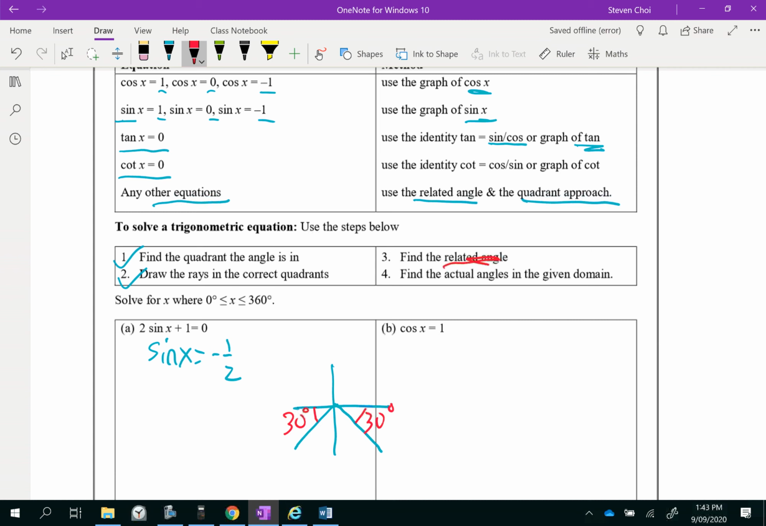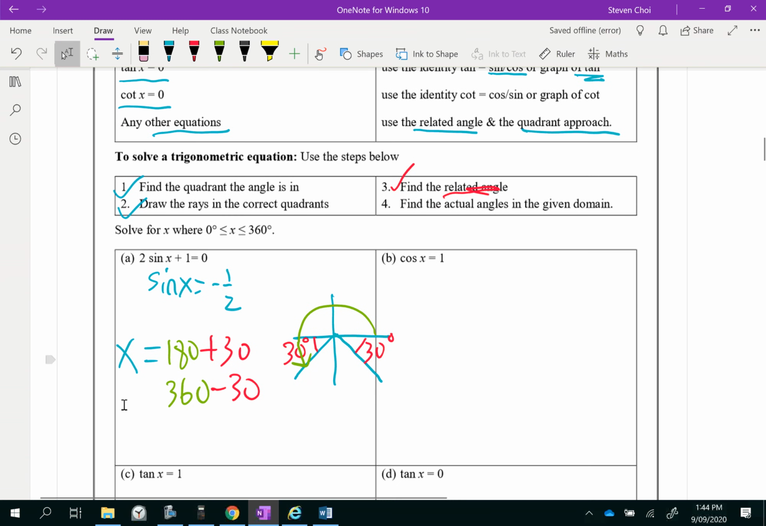And once you get the related angle, find the actual angle. So to get the actual angle, you do 180 plus the related angle. Or the other one, 360 minus the related angle. Like this. And then you end up with 210 and 330 degrees. Right, any question?